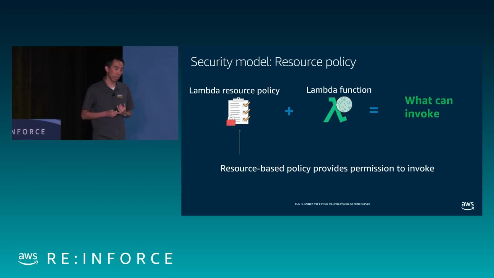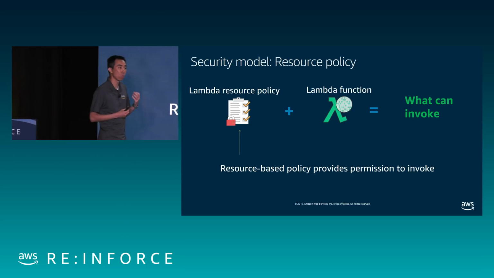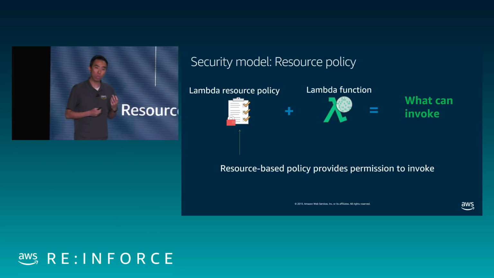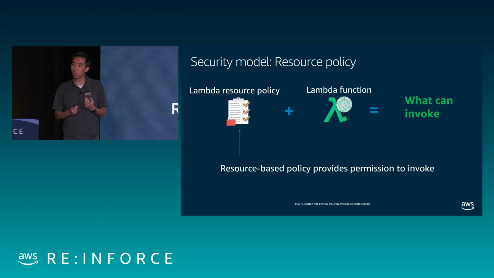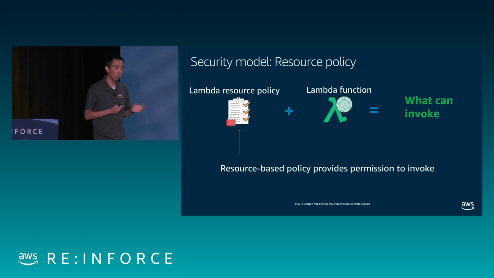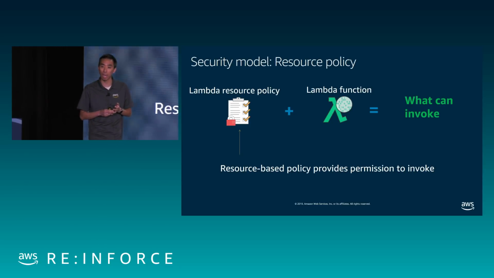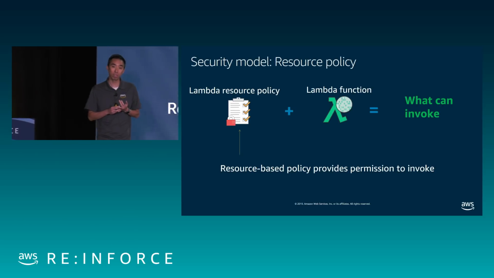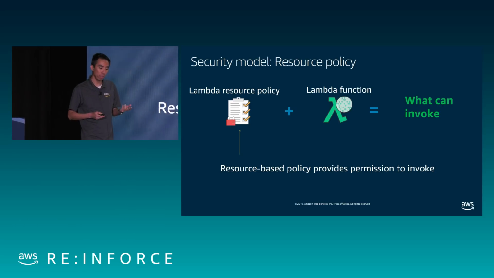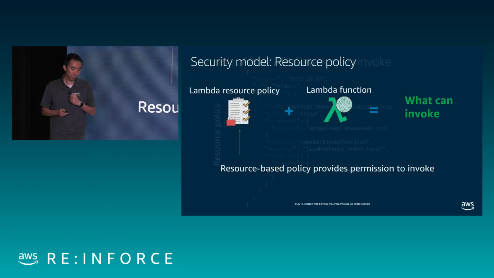Now the second piece of the Lambda security model is a resource policy. A resource policy is kind of like the opposite of an execution role. A resource policy says who is allowed to invoke my Lambda function, which principal, which user, which account. Because you can share Lambda functions across accounts. You can make them public if you wanted to. So let's take a look at that real quick.